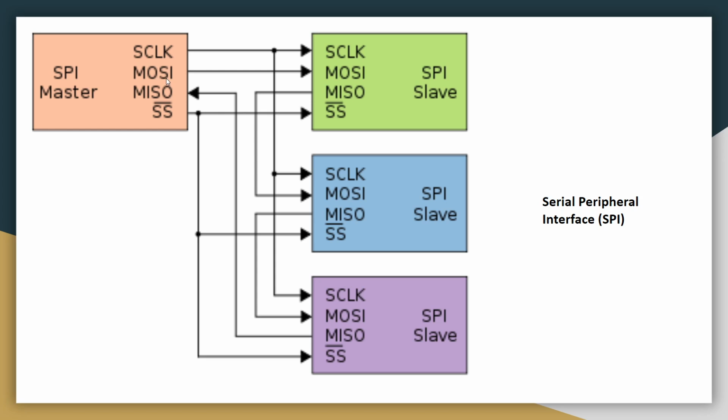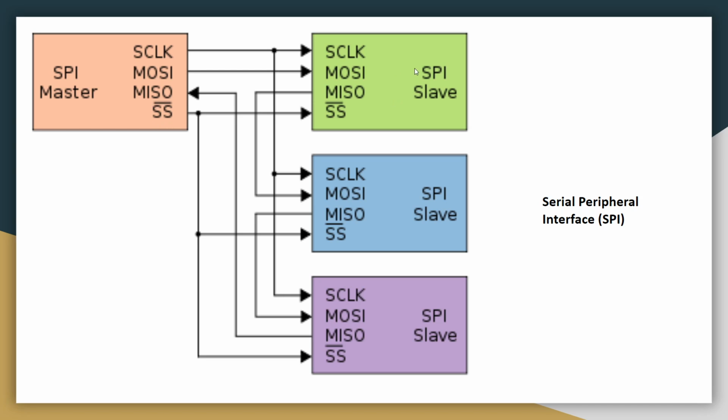MOSI is master out slave in, which means the master is sending something out from this pin, and the MOSI pin on the slave is going to receive the data sent by MOSI in the master. The MISO in the master is going to receive data sent by the slave, through the MISO on the slave. I'll tell you why we use the chip select in a while.